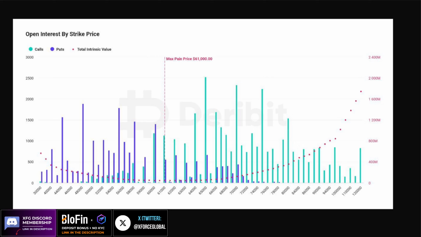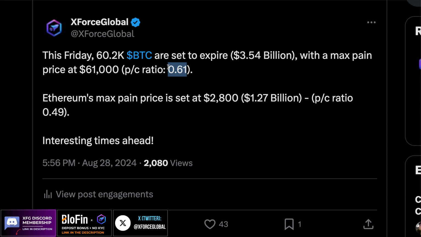Now, it's very confusing, but let me try and explain it very simply. The more important thing is the PC ratio right here, this 0.61. The lower the PC ratio, it suggests that traders are a bit more bullish.